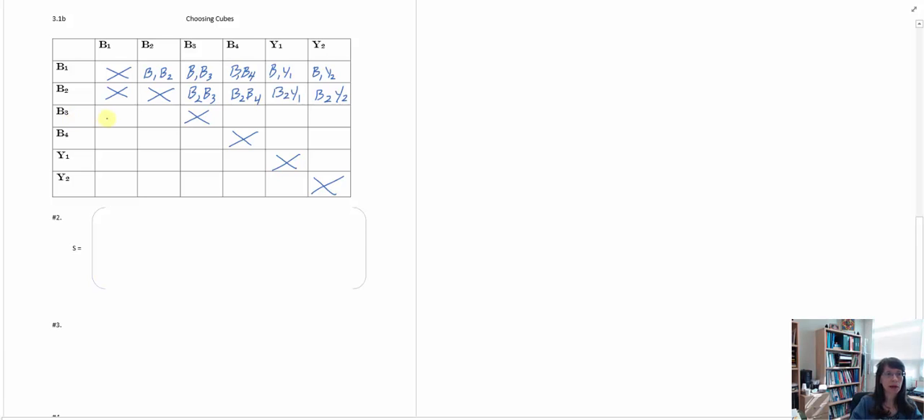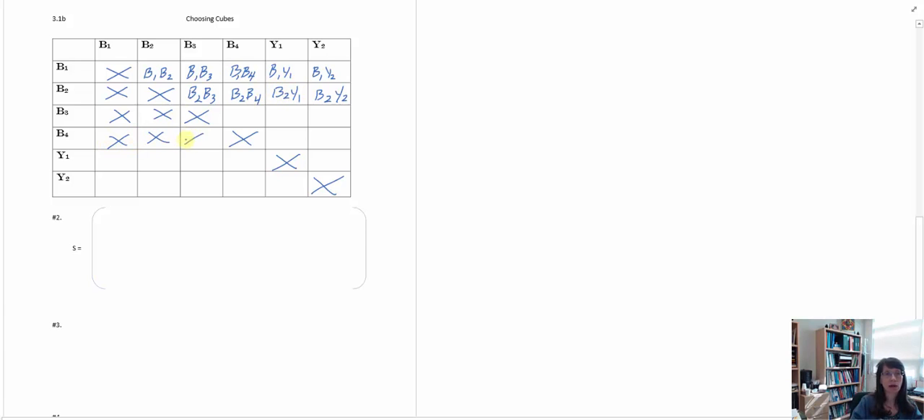Block 3 for blue paired with blue 1. Notice we already have that combination written down, so that's going to be a duplicate. Blue 3, blue 2, we already have that combination. So you might notice what's happening here below this diagonal. All of these combinations below are going to be duplicates of what we are writing down above.